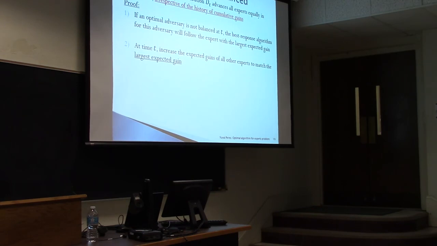So that's true. Therefore, at time t, suppose the adversary increases the expected gains of all other experts to match the largest expected gain. This will not change the choice of the best response algorithm by the player. It will not change his instantaneous gain, but it will increase the benchmark. The benchmark is the max expert's gain, and that is increased by this change. So if we are in an unbalanced situation, the adversary can change his strategy in such a way that increases the benchmark and doesn't increase the performance of the player, so it increases the regret. Since the adversary is trying to maximize the regret, he will always use a balanced strategy.